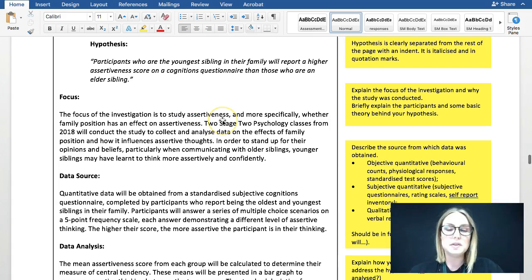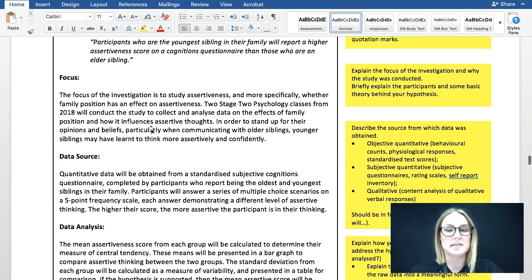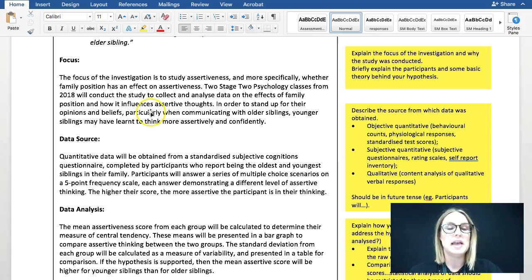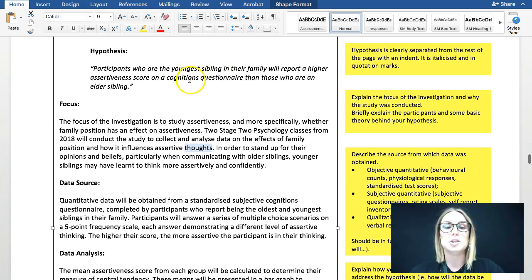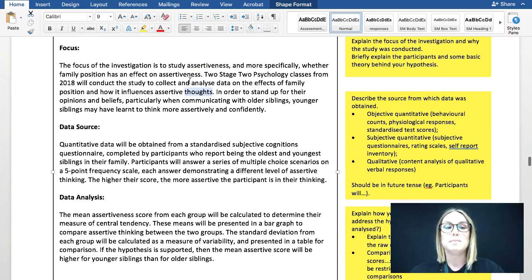Okay. Now, 2 Stage 2 psychology classes from this year will conduct the study to collect and analyze data on the effects of family position and how it influences assertive thoughts. Now, this is important here too. Because I'm using the cognitions questionnaire, I can't talk about assertiveness generally because being assertive is a behavior. So I'm talking specifically about cognitions, which are our thinking and our thought patterns and thought processing.